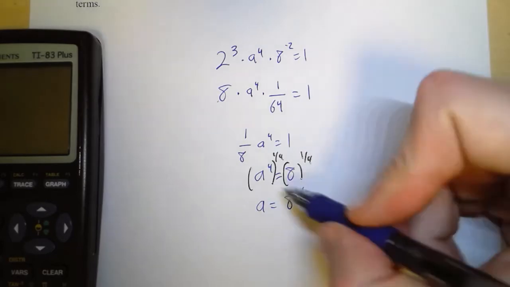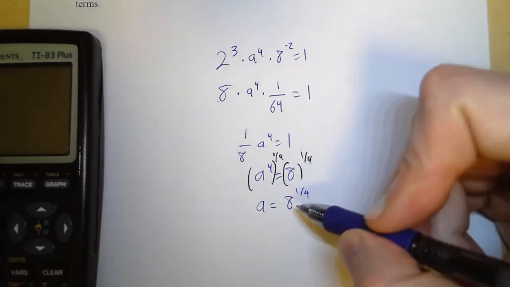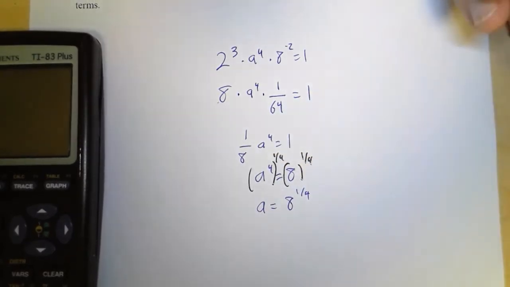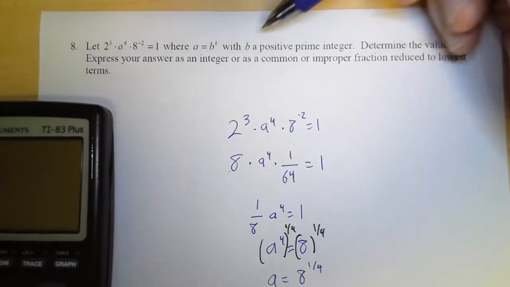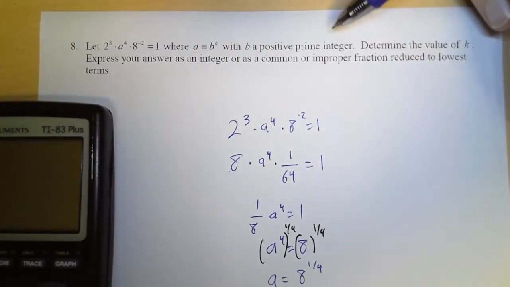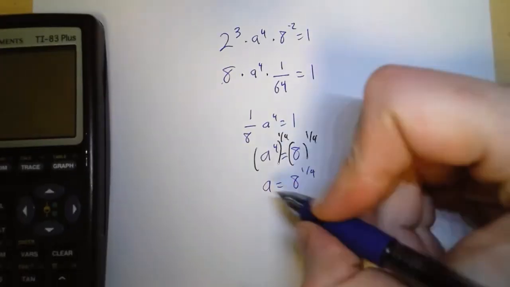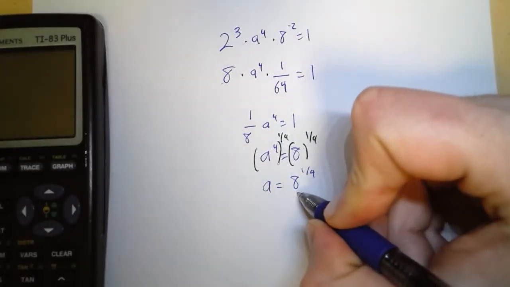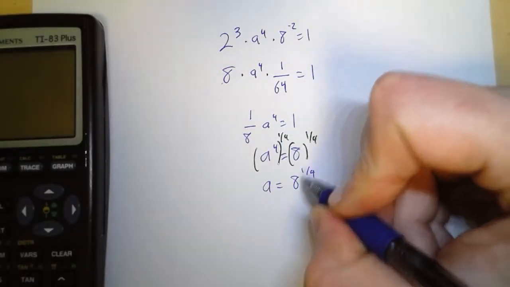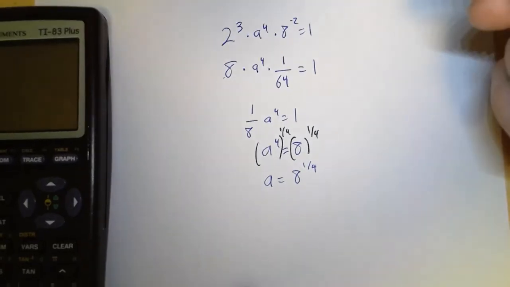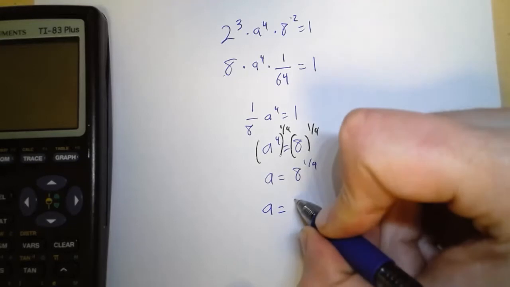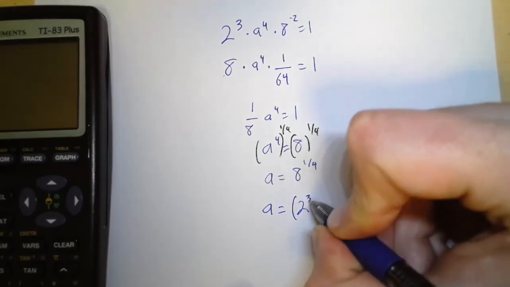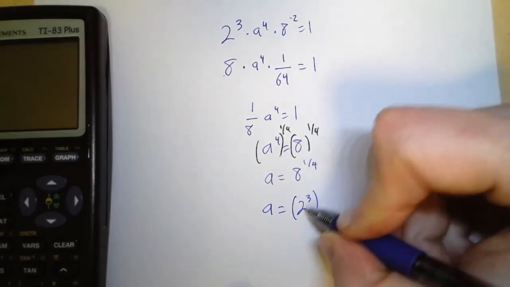Now, this is the value of a, but let's look up above. A equals b to the k power, where b is a positive prime integer. Is this a prime number? Actually, it's not. We have to break this down into a smaller prime number. And so what we have to do is we have to say, well, what is 8? 8 is really 2 to the 3rd power, and 2 is a prime number.